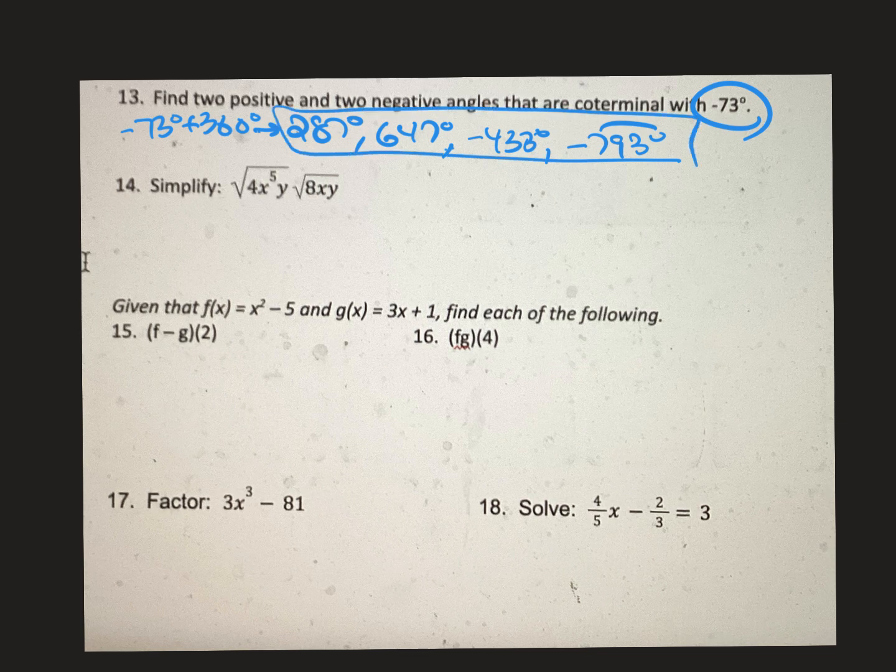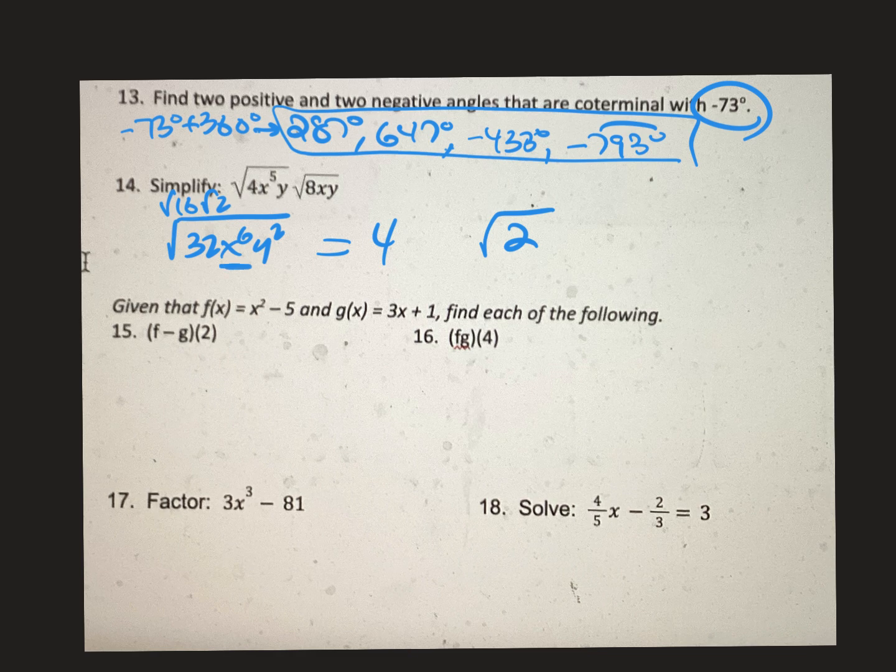All right, number 14, let's multiply these 2 radicals together. If I multiply them, I get 32x^6y^2. Remember, you add exponents when you multiply. Now I've got to simplify that thing. So 32 is really 16 times 2. I know the square root of 16 is 4. I don't know the square root of 2, so it's stuck inside.